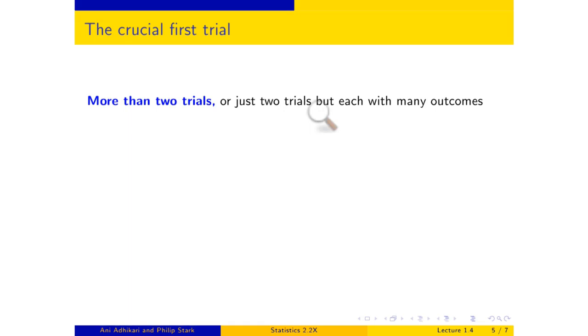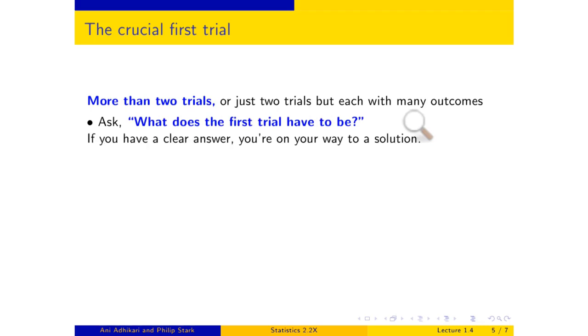So in this situation, what do you do? And what you will find helpful, I hope, is to ask always the question, what does the first trial have to be? And it turns out that if you can answer that question cleanly, then the problem is usually rather straightforward to solve. And let's see what I mean by an example.